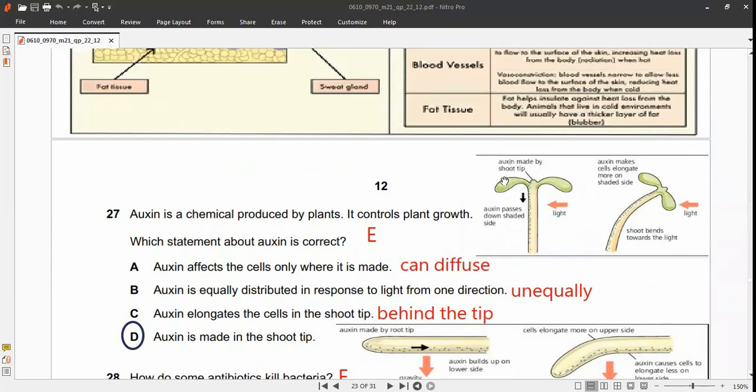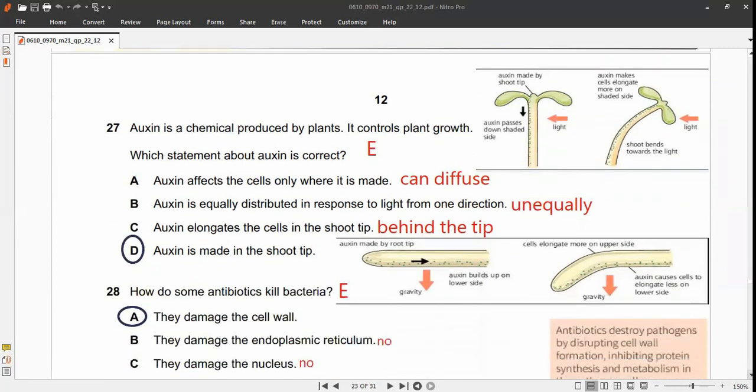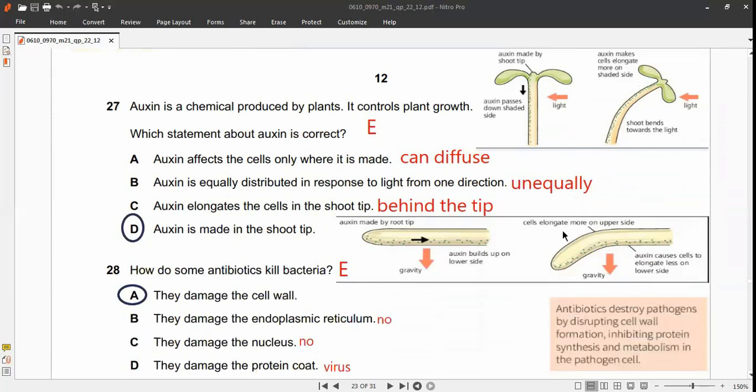Auxin is made by the shoot tip. Auxin makes cells elongate more on the shaded sides. Also, auxin passes down the shaded side. Here also, cells elongate more on the upper side. And here, auxin causes cells to elongate less on the lower side. So auxin is unequally distributed in response to light from one direction. Also, auxin is made by the root tip and shoot tip.